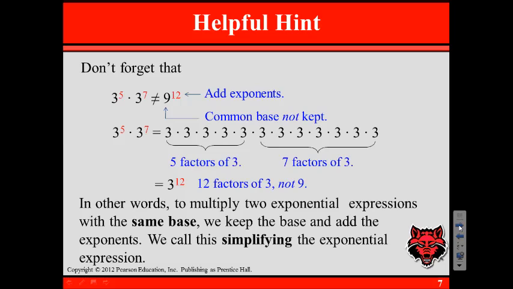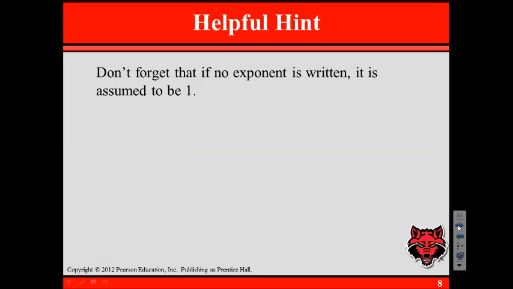When we're multiplying identical bases, we add the exponents. We do not multiply or add the bases. Remember that if no exponent is written, it is assumed to be 1. For example, 9 is the same thing as 9 to the 1st. x is the same thing as x to the 1st, and so on.